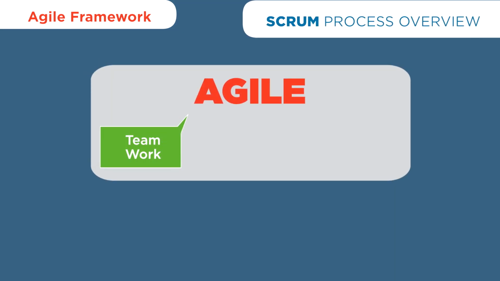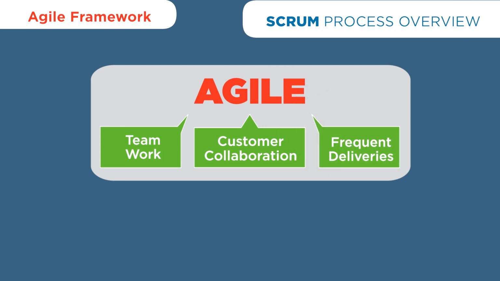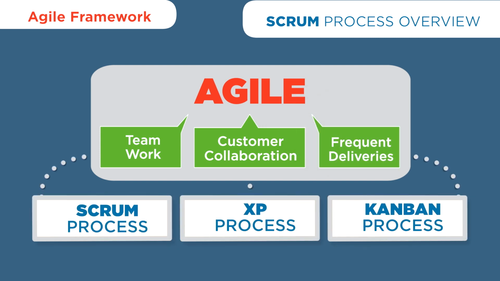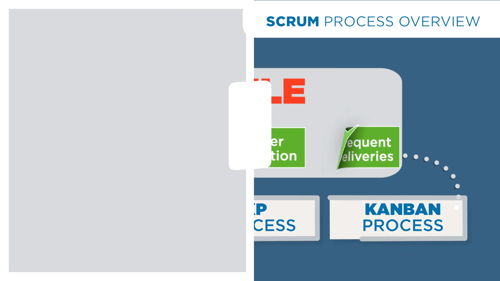Because there are different ways of getting work done, the Agile umbrella describes a framework where the emphasis is on teamwork, customer collaboration, and frequent deliveries. Scrum, XP, and Kanban are all different Agile processes. And we're going to spend some time now doing a deep dive into Scrum.